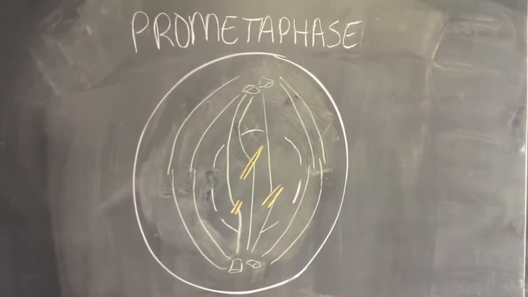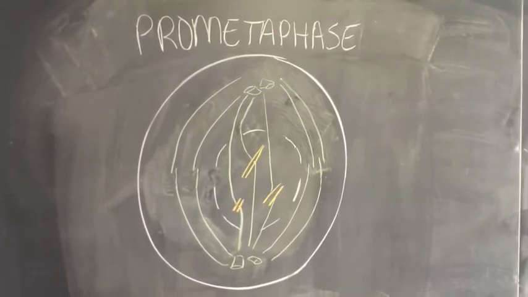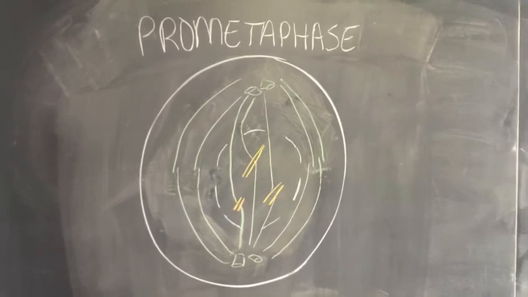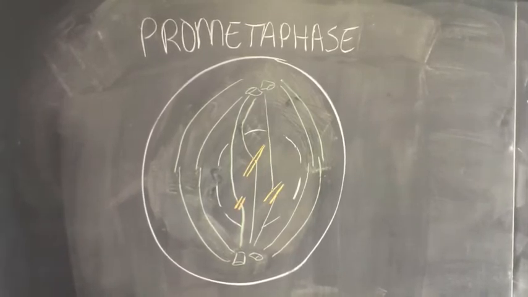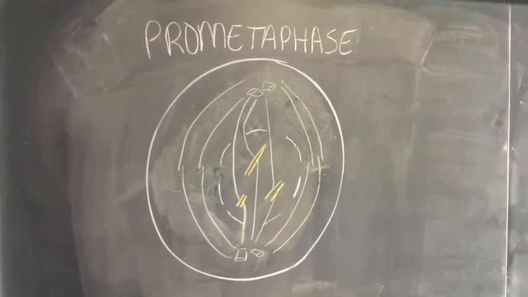In prometaphase, the nuclear membrane breaks down. Each of the two chromatids of a chromosome has a kinetochore, and some of the kinetochores are attached to microtubules. A non-kinetochore microtubule is not attached to a kinetochore.